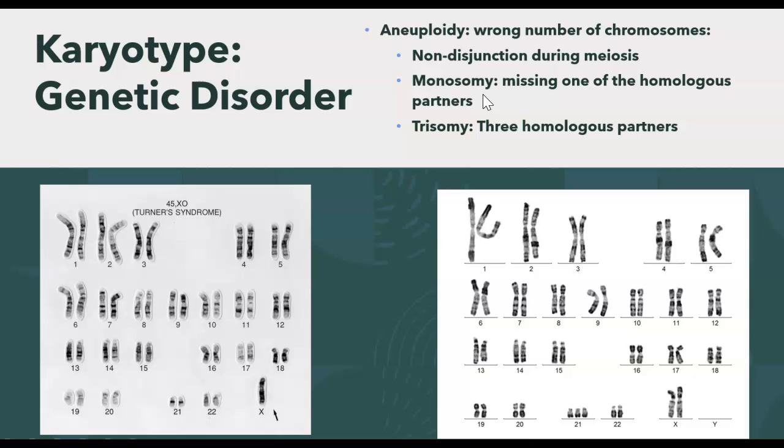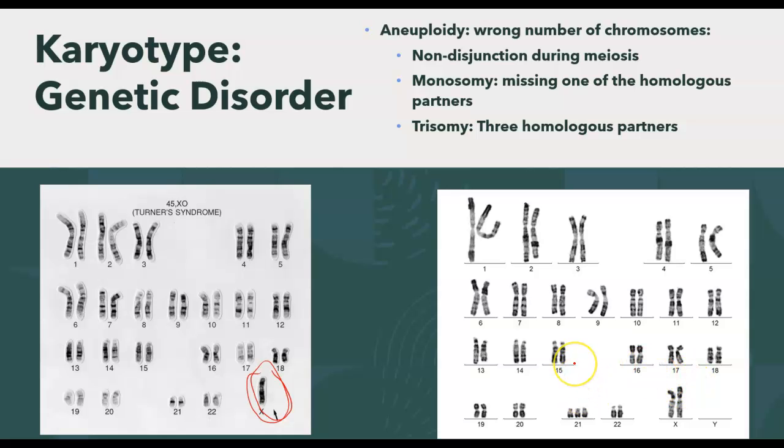There's a monosomy, which means you're missing one of the homologous partners. So if you look at this karyotype down here, this is considered Turner syndrome. It's a monosomy because it's missing one of the 23rd chromosomes. It's missing either an X or a Y down here. Or you can have a trisomy. FYI, Turner syndrome is the only chromosomal monosomy that is survivable.